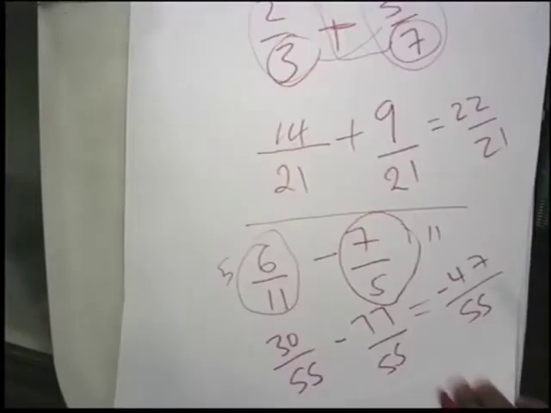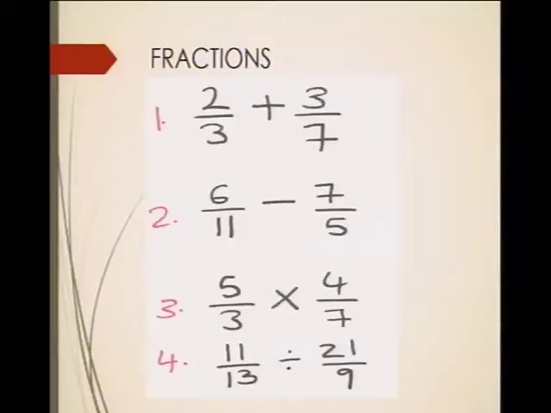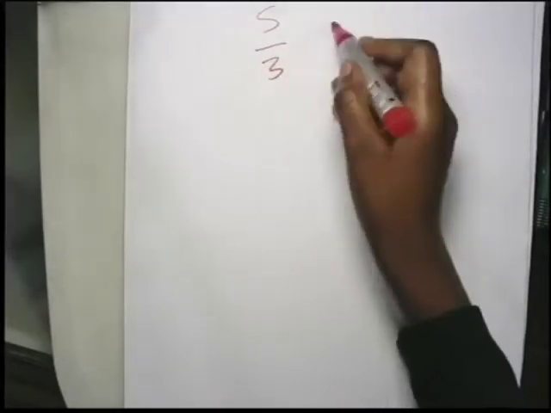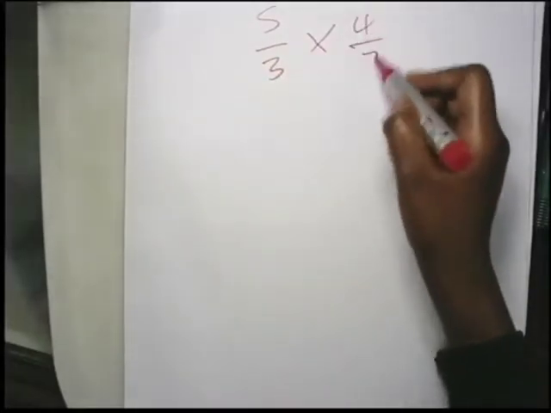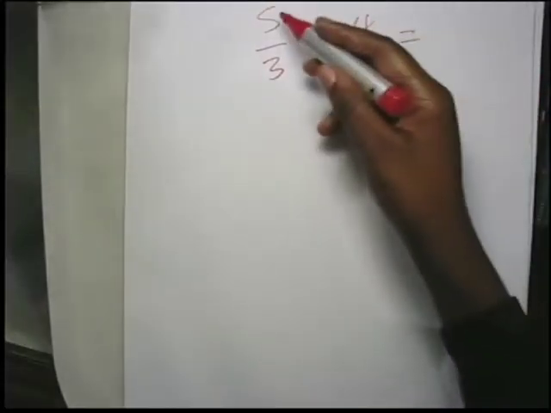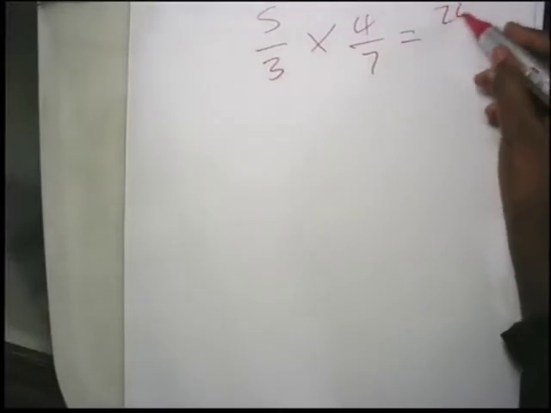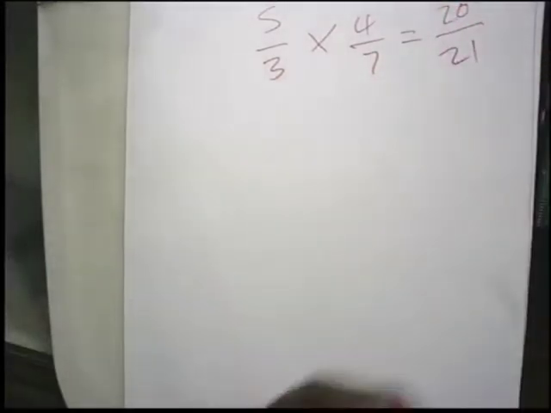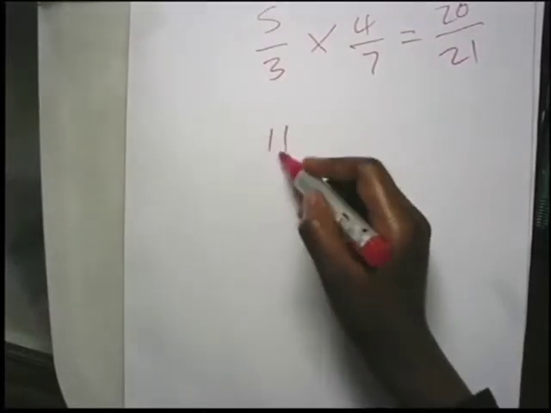Then we move on to multiplication of fractions. If you multiply fractions, the denominators don't need to be the same. You just multiply the numerator with the numerator, and the denominator with the denominator. That is the rule when it comes to multiplication. We have 5 multiplied by 4 is 20, 3 multiplied by 7 is 21. Then we move on to division of fractions.